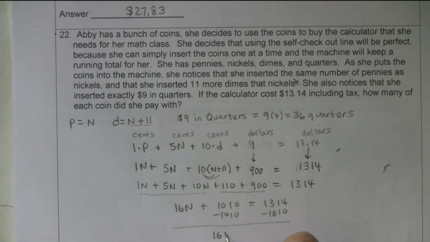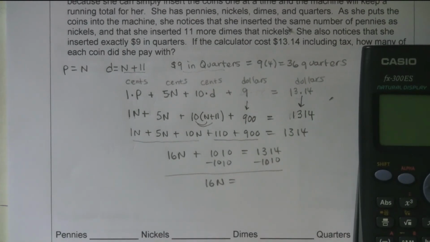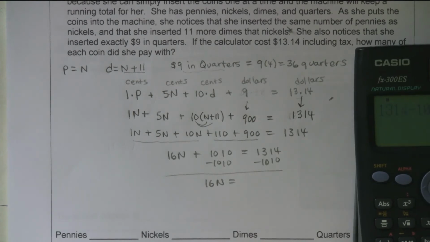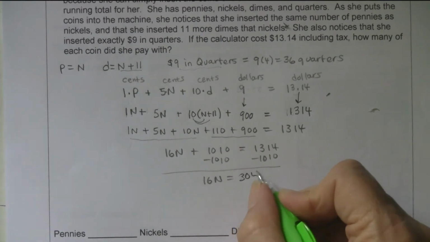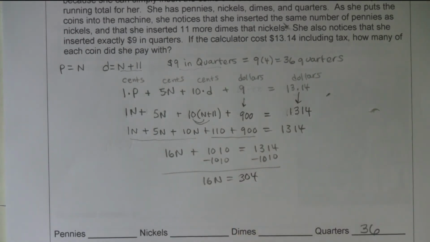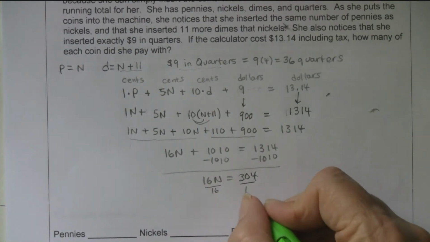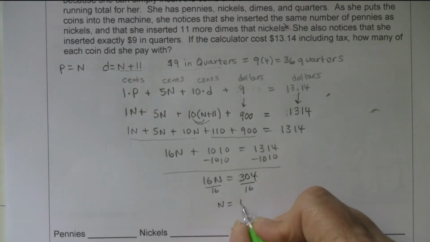So I have 16n equals 1314 minus 1010, 304. And I'm going to divide that by 16. And if that doesn't give me an even number, because it's supposed to be the number of nickels, then that tells me that I made a mistake somewhere.